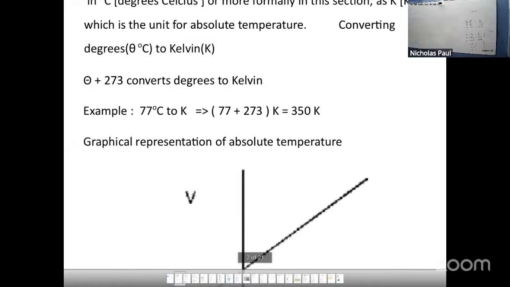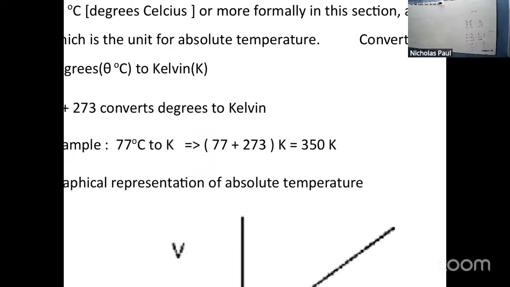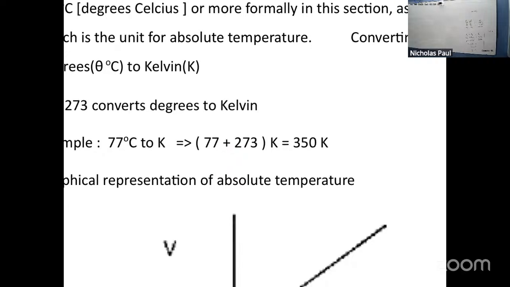Suppose I give you Kelvin, and I want you to give me back the degrees Celsius. What to do? So again, one more symbol. To go from degrees to Kelvin, add 273. So to go from Kelvin to degrees, minus 273. Think that way. So if I give you 350 Kelvin, what would you do to give me the degrees? Take away 273.